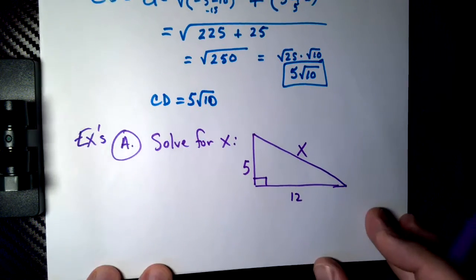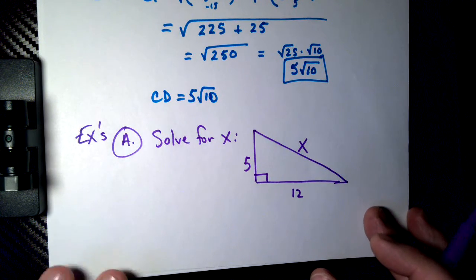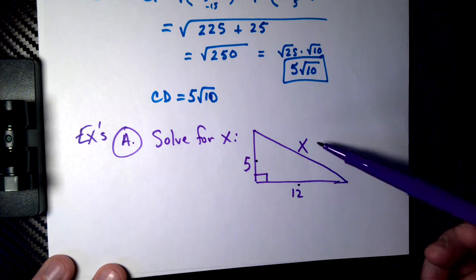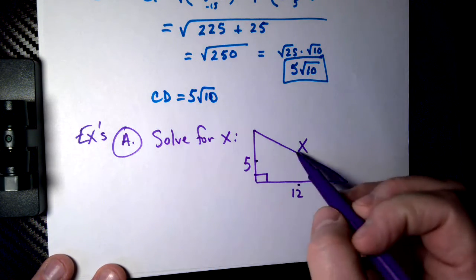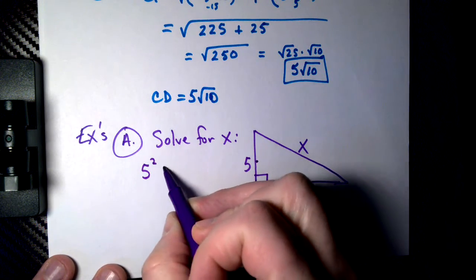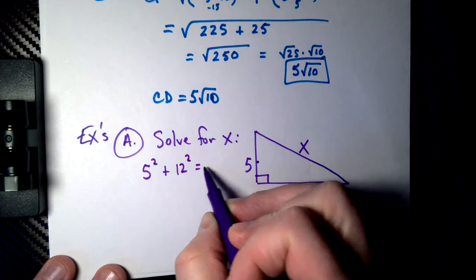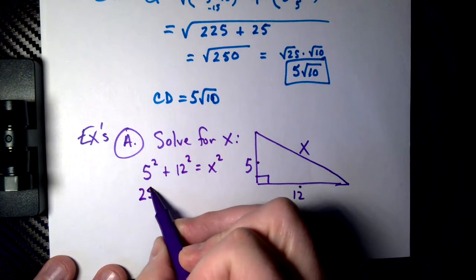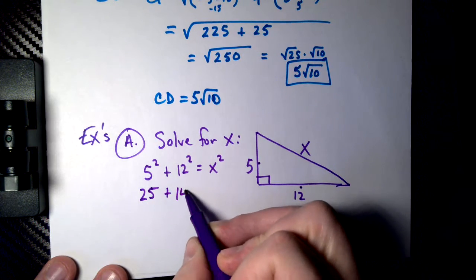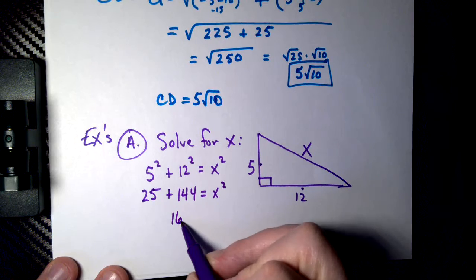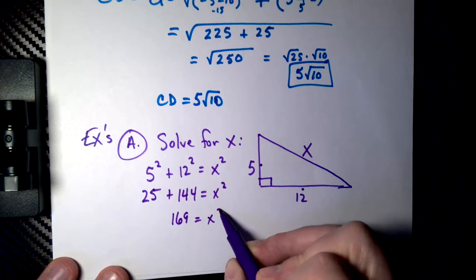Pause the video, try it yourself. Come up with an answer. Pythagorean theorem: it's got to be a leg squared plus a leg squared equal to the hypotenuse squared. So the x could be in any one of these three positions. But it's 5 squared plus 12 squared equals x squared. 5 squared equals 25. 12 squared equals 144. And x squared, add those two together, we get 169.